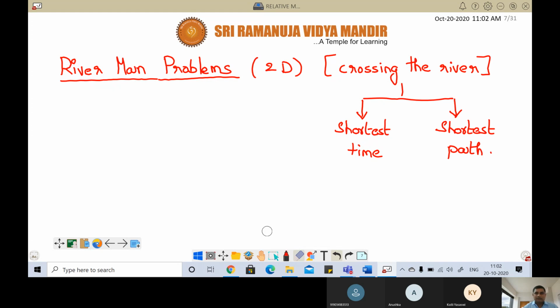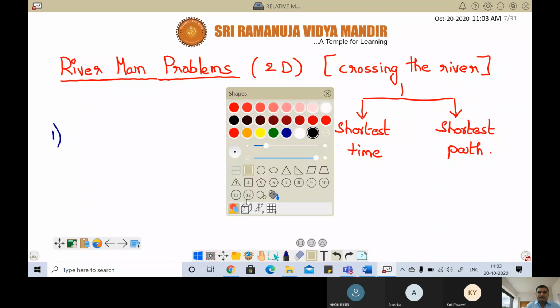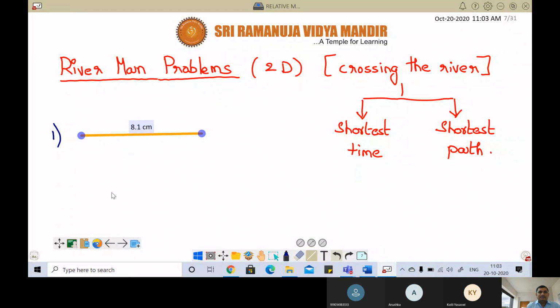Now let me ask one question. Suppose this is the bank, and this is the river. Let us say this point is A, where the man is starting, and this point exactly opposite is called B. Now tell me, in which direction should he head so that he will cross the river in the shortest time?